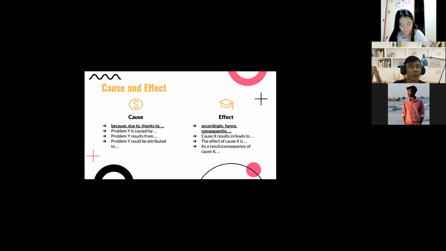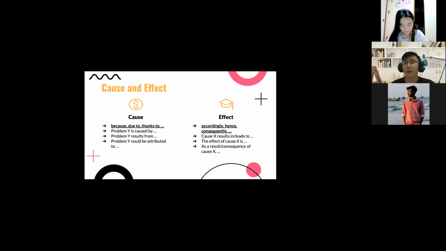And the last thing, maybe a little more sophisticated, is "problem Y could be attributed to" another cause. Problem Y could be attributed to cause A, cause B, or cause C. That depends on you. We just want to remind you that when you're discussing the cause in your cause and effect essay, you want to make sure you have these types of language so that people know you're writing about the cause, right?